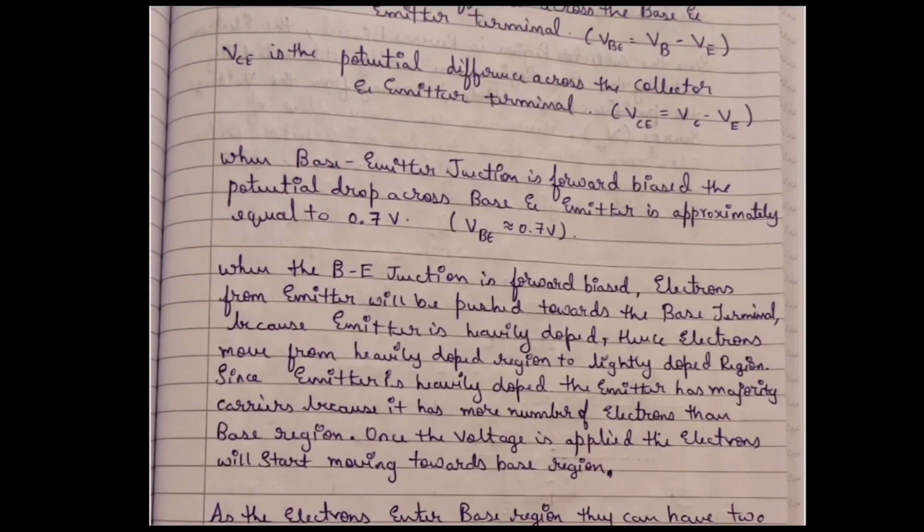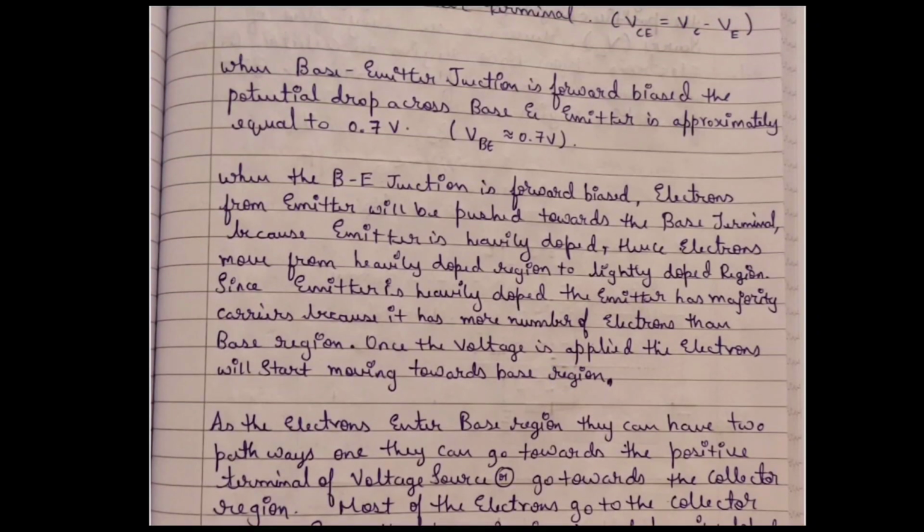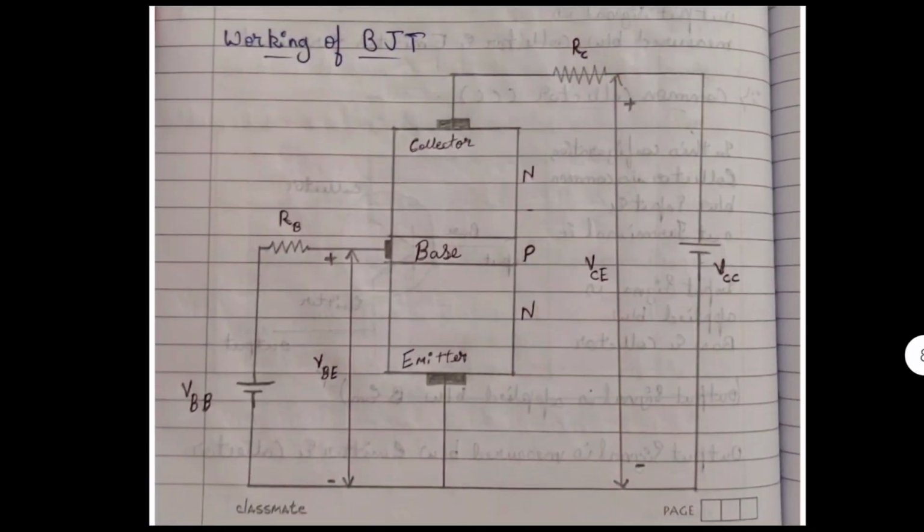When the base emitter junction is forward biased, the potential drop across the base and emitter is approximately equal to 0.7 volts, that is VBE is 0.7 volts. When the BE junction is forward biased, electrons from the emitter will be pushed towards the base terminal. This is because the emitter is heavily doped, hence electrons move from the heavily doped region to the lightly doped region.